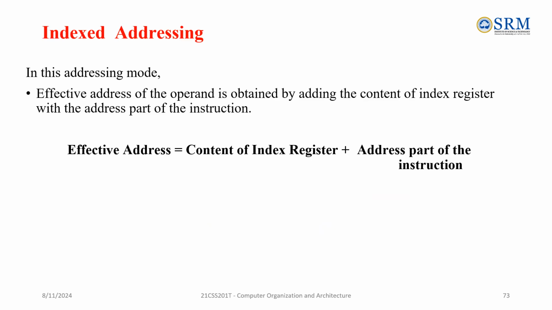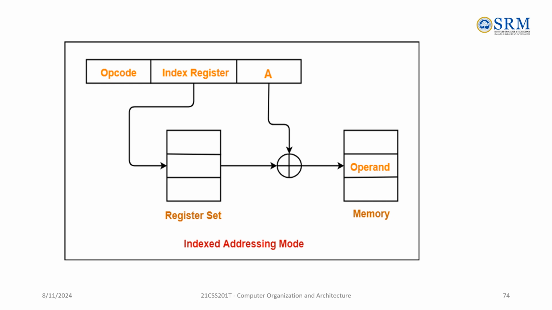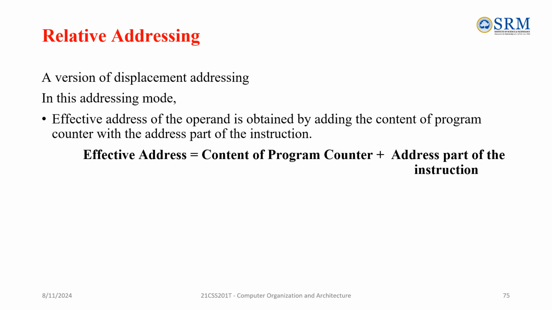Next is index addressing. In the case of index addressing, the content of the index register plus the address part of the instruction is the effective address. So you will be given an address and also the index register. You have to add both of these and you will get the effective address. Next is relative addressing, where the effective address is the contents of the program counter plus the address part of the instruction. So in index addressing, it is the contents of the index register, but in the case of relative addressing, it is the content of the program counter.